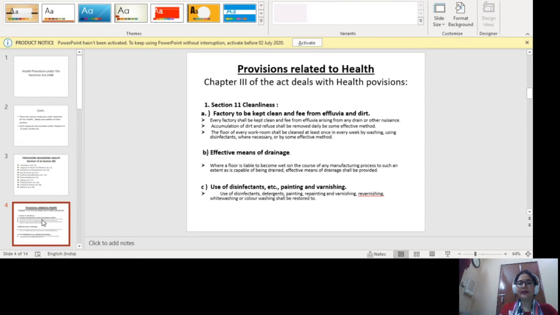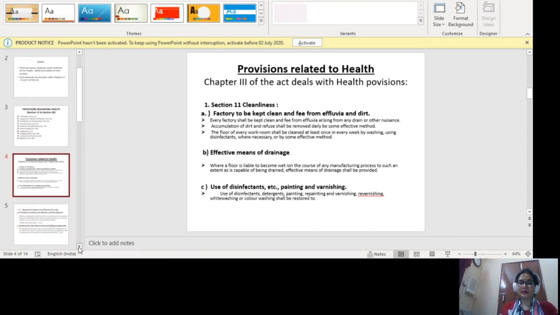First is your cleanliness. Factories to be kept clean and free from effluvia and dirt. Every factory should be kept clean and free from effluvia arising from drains. Accumulation of dirt and refuse shall be removed on a daily basis. The floor of every workroom should be cleaned at least once in a week with some effective method, that is, use of a disinfectant. There should be effective means of drainage if somehow the floor becomes wet after cleaning. Then there should be regular use of disinfectant, painting, and varnishing. That is all that comes under your cleanliness measures.